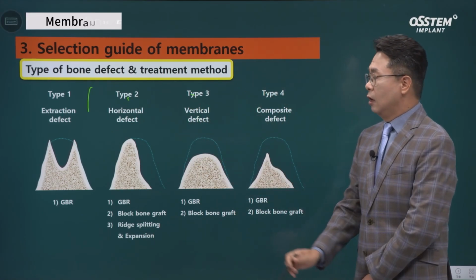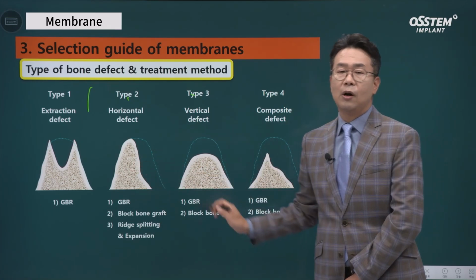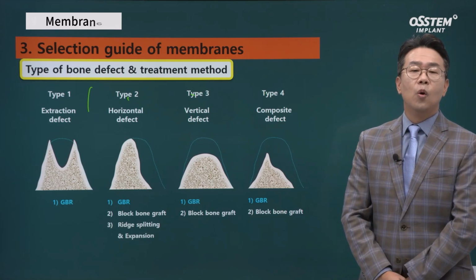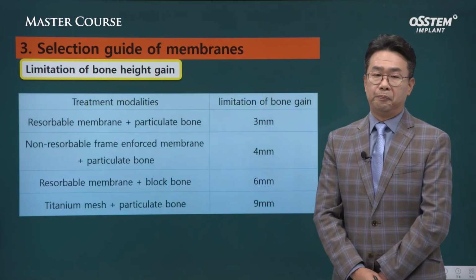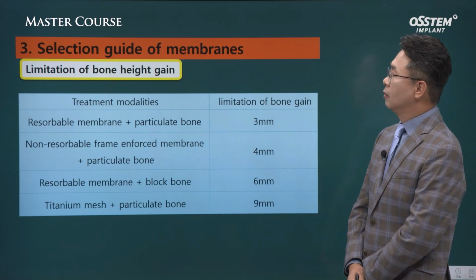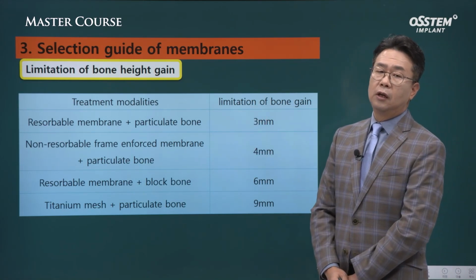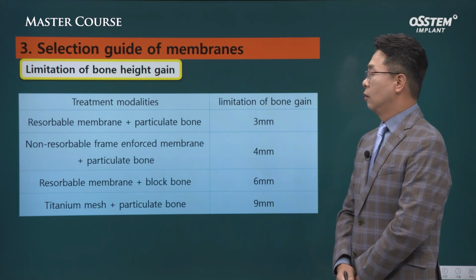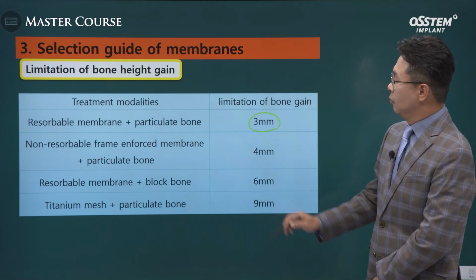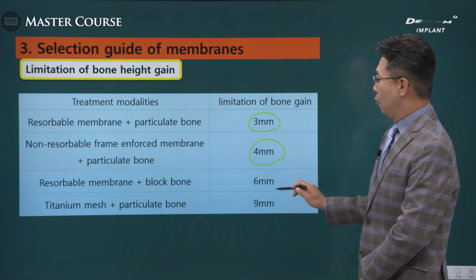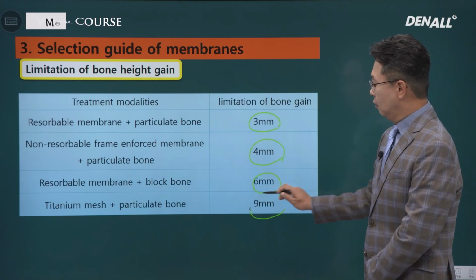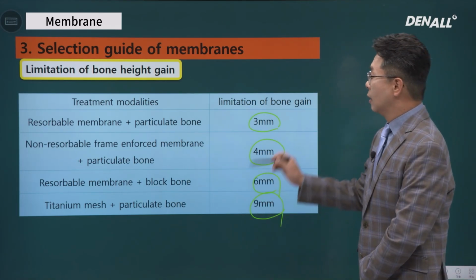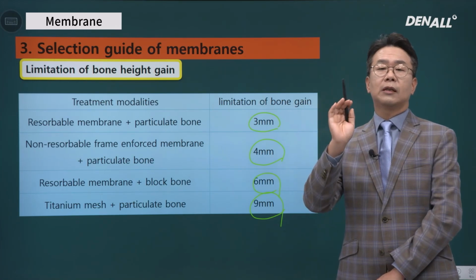We know about type 1, type 2, type 3, and type 4. GBR is used frequently for treating defects. How much bone regeneration can be gained with GBR? This is not the absolute answer, but in most cases, if you have used a resorbable membrane along with particulate bone graft materials, then you would gain about 3 millimeters. If you have used a non-resorbable membrane, then you would gain 4 millimeters. It would be 6 millimeters if block bone is used, and if titanium mesh and particulate bone material are used, 9 millimeter of bone regeneration can be gained.